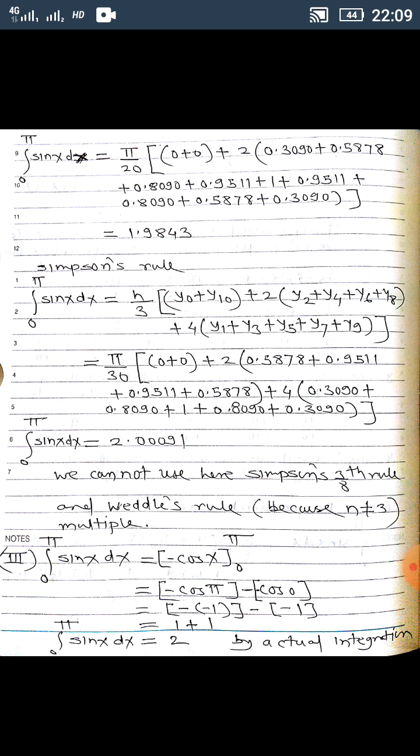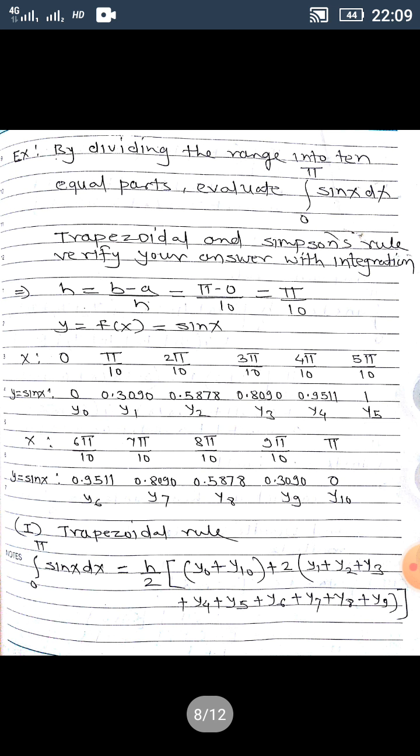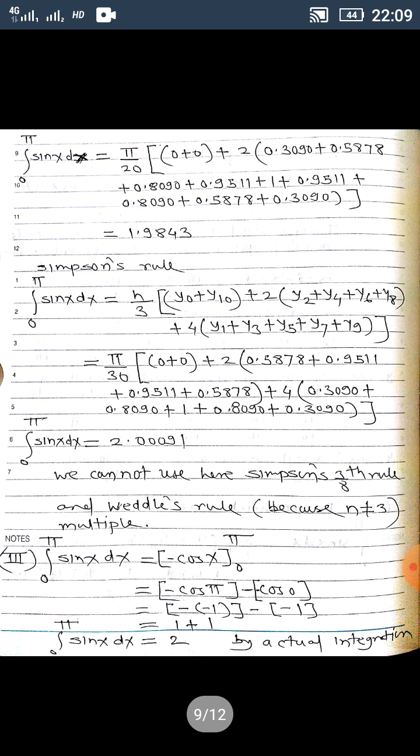Okay, now direct integration also they have asked, we can calculate. Integral 0 to pi sin x dx. Sin x integration is minus cos x. The limits are 0 to pi. So minus cos pi minus cos 0. Now cos pi value is minus 1. Cos 0 value is 1. So minus of minus is plus, so 1 plus 1 is 2. So the exact value is 2. So in this example, Simpson's 1/3 value is very close to the exact answer.